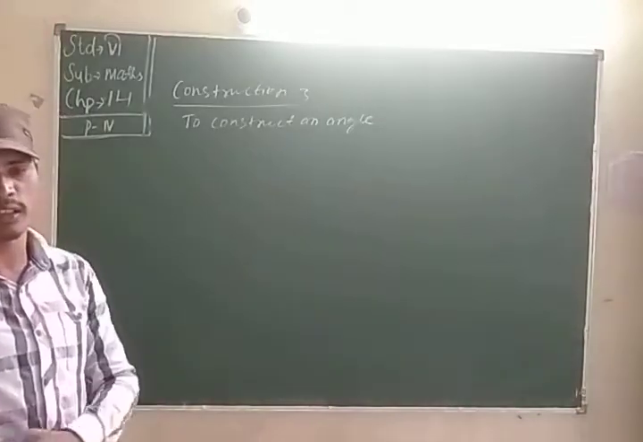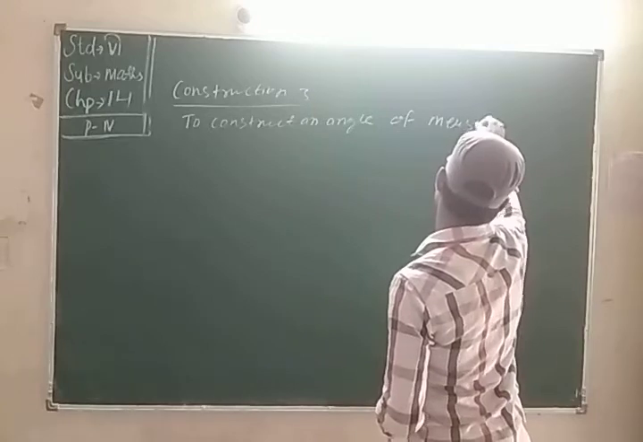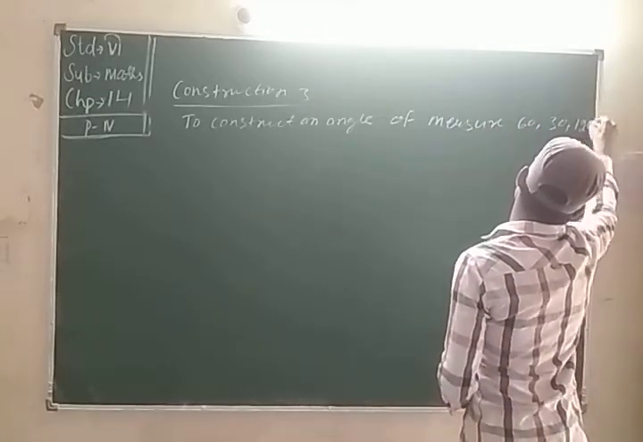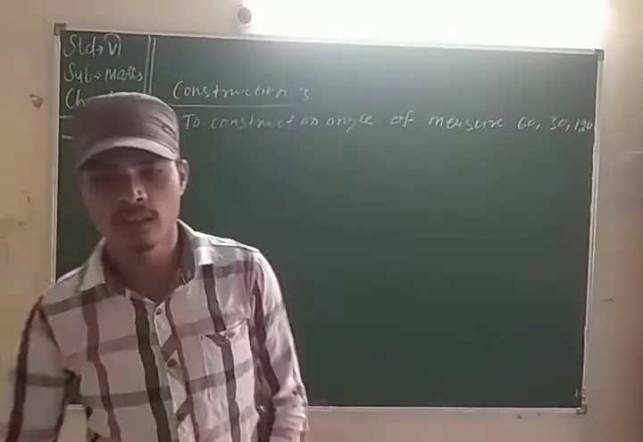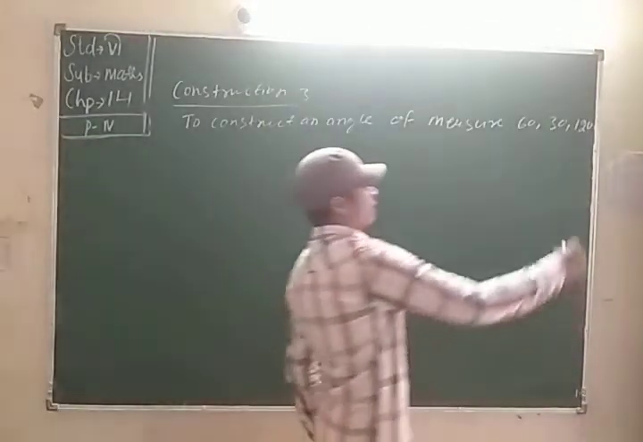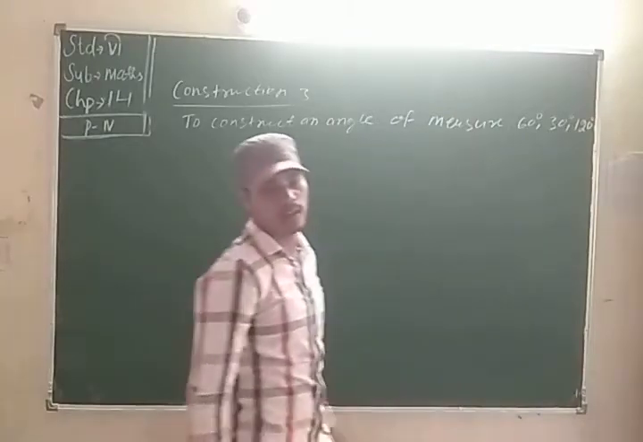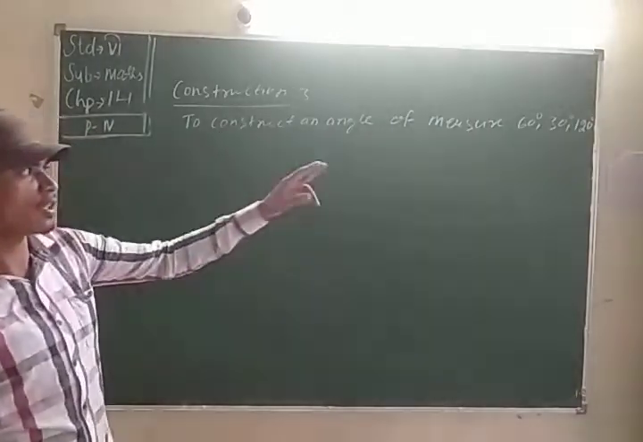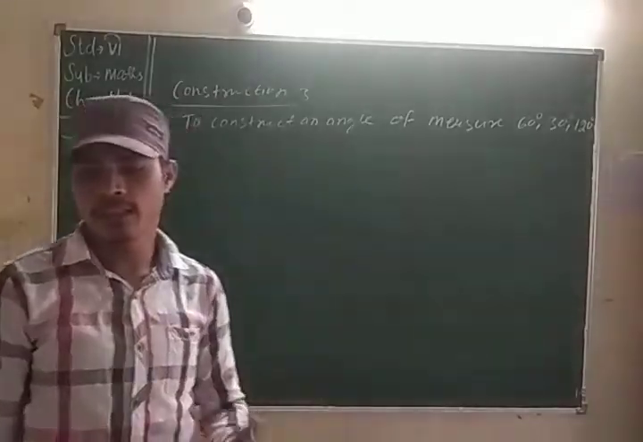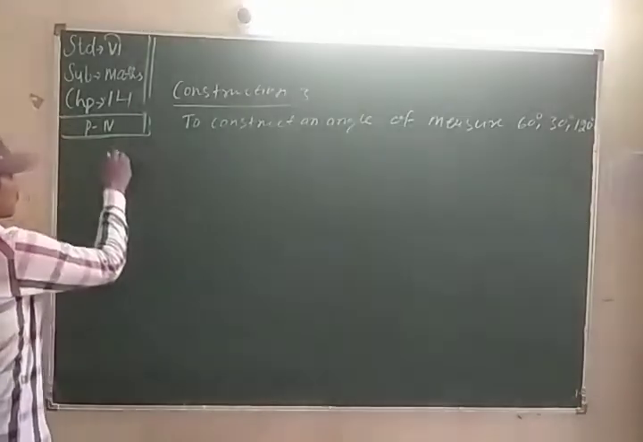That means how can we construct angles of measure 60, 30, 120. How can we learn it? 60 degree, 30 degree, and 120 degree. We can learn constructions of 60, 30, 120. After that we can learn 45, 90, 75, 105 or 150. First, we learn the first one.